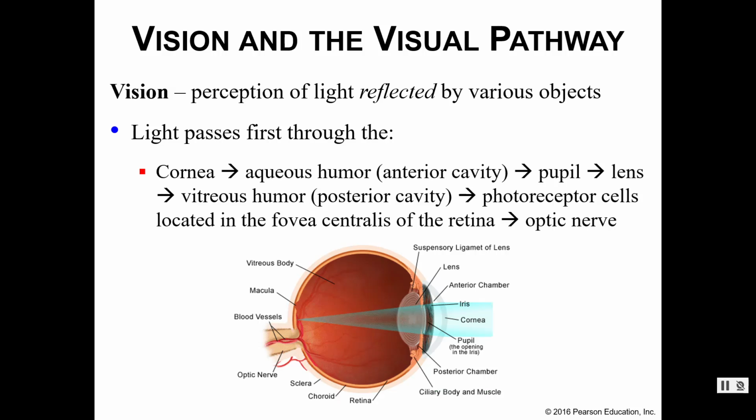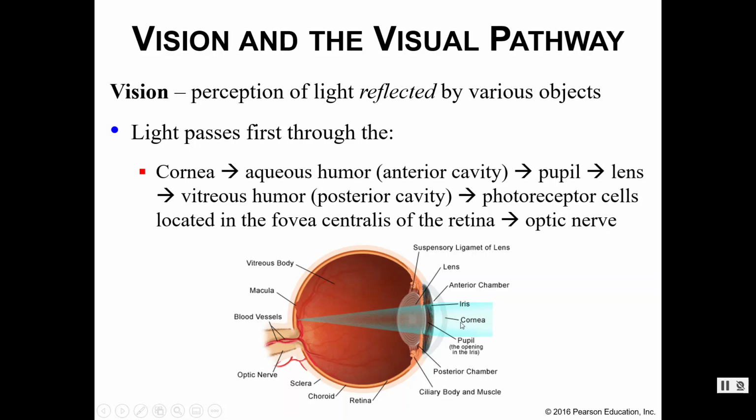In this recording we'll discuss eye physiology. So you know that your eyes are responsible for your vision, okay? Your vision is technically what we perceive as light being reflected off of the objects that we are looking at. Now there is a specific pathway, your visual pathway, for light to pass through the eye.